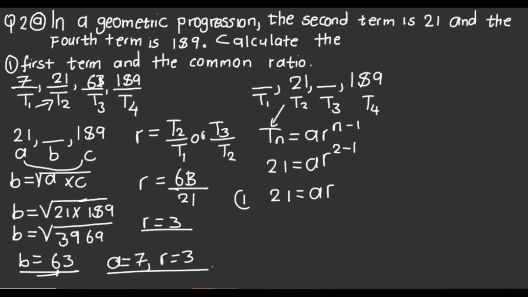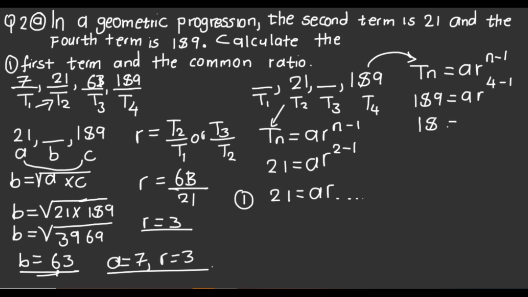So this is equation 1. Let's form equation 2. Equation 2: still Tn is equal to A times R^(n-1). Where there is Tn, we are going to substitute with 189. First term we don't have R. Now this equation is the one with the fourth term. So where there is n, we put 4 minus 1, which is 189 is equal to A times R raised to the power 3. Okay, so this is equation 2.